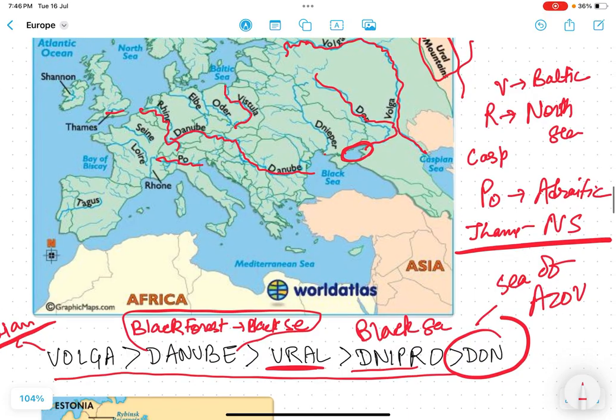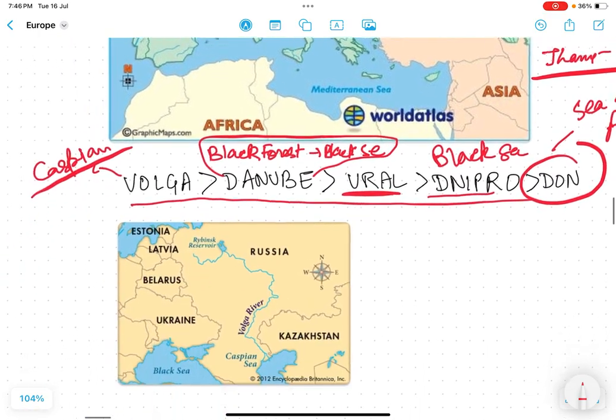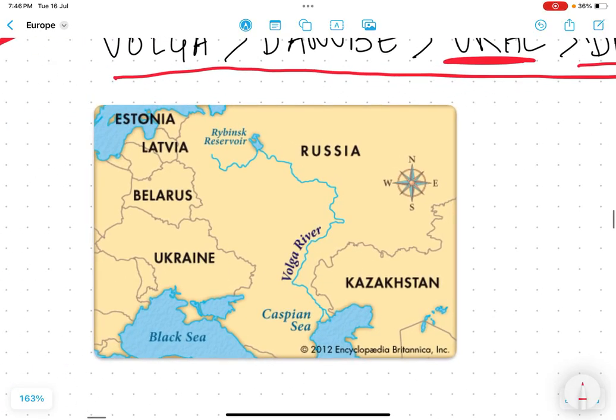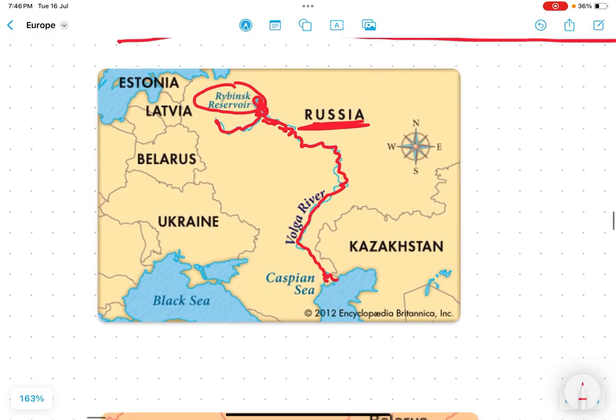Right? So we have seen some of the rivers. Then some detailed map of them. For example, this is the Volga River. So it is completely in Russia. As you can see, it flows through Rybinsk Reservoir. It flows like that. It goes into the Caspian Sea near Kazakhstan Russia border.